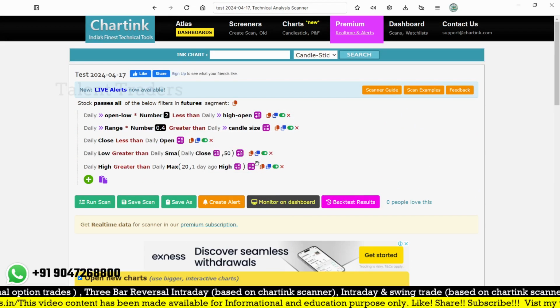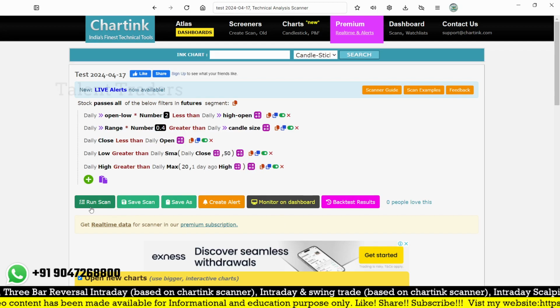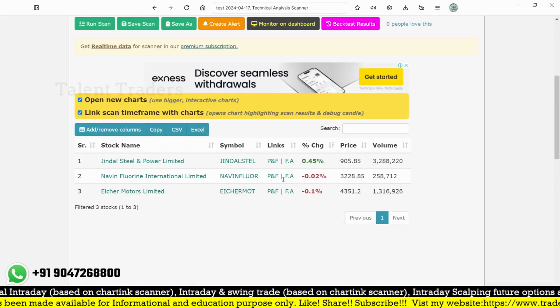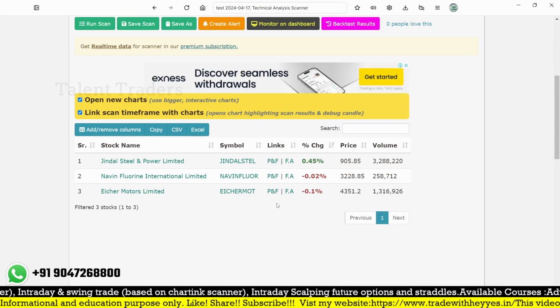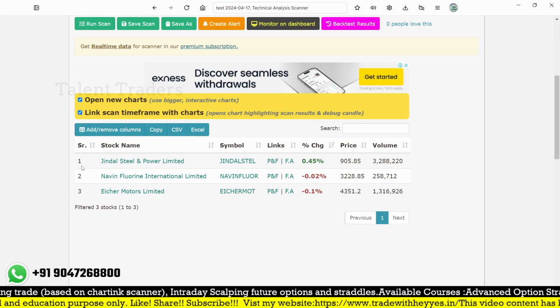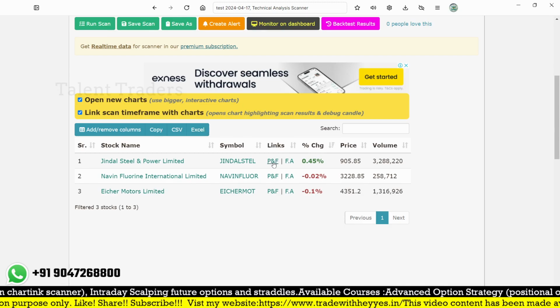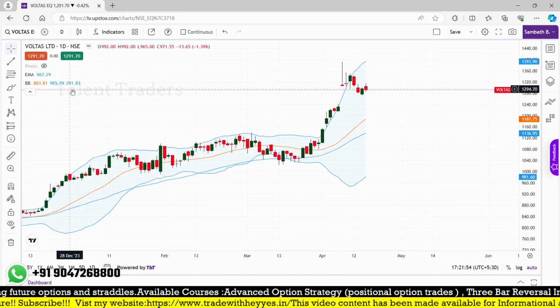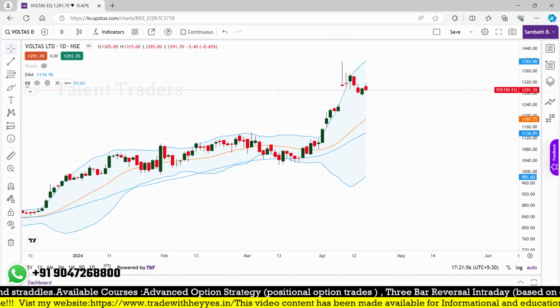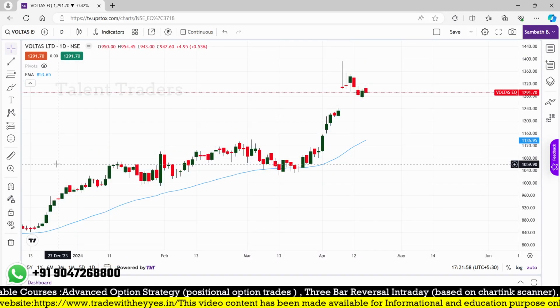So it is working well on a 50 moving average basis, and you can run the scan. So we have 3 more stocks like Jindal, Navin, iShares Motor for tomorrow. Maybe we can track how it is going to generate results after this kind of pattern forms. Sale is a real example which we discussed in our yesterday's video, and it is giving such good movement and good opportunities today.